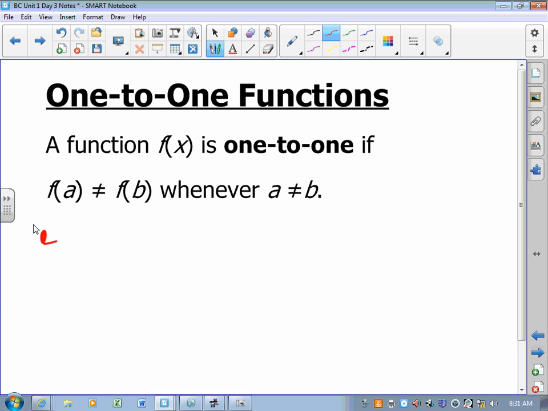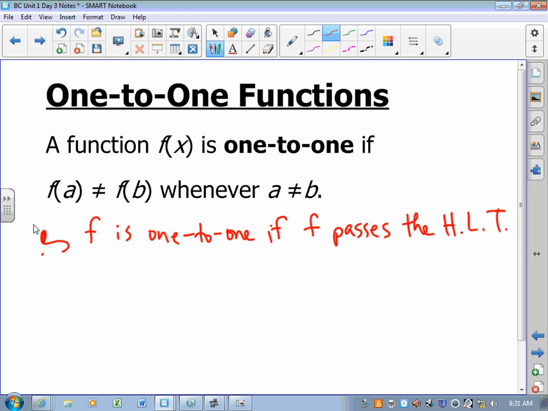As a side note, f is one-to-one if f passes what we call the horizontal line test. So you've got some function that passes the horizontal line test, maybe it looks like that. By the horizontal line test, we mean that you can never draw a horizontal line that hits that graph more than once. So not only is that a function, it passes the vertical line test, but it's a one-to-one function, it passes the horizontal line test.